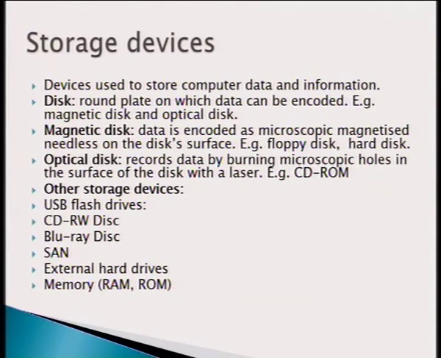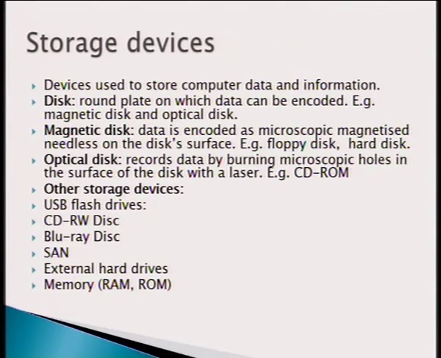Now, within these storage devices, we store data and we also store information. Data is unprocessed raw facts; information is processed data that has got a meaning. One of the storage devices is a disk. A disk is a round, flat plate on which data can be written or encoded. Examples of a disk are the magnetic disk and the optical disk.